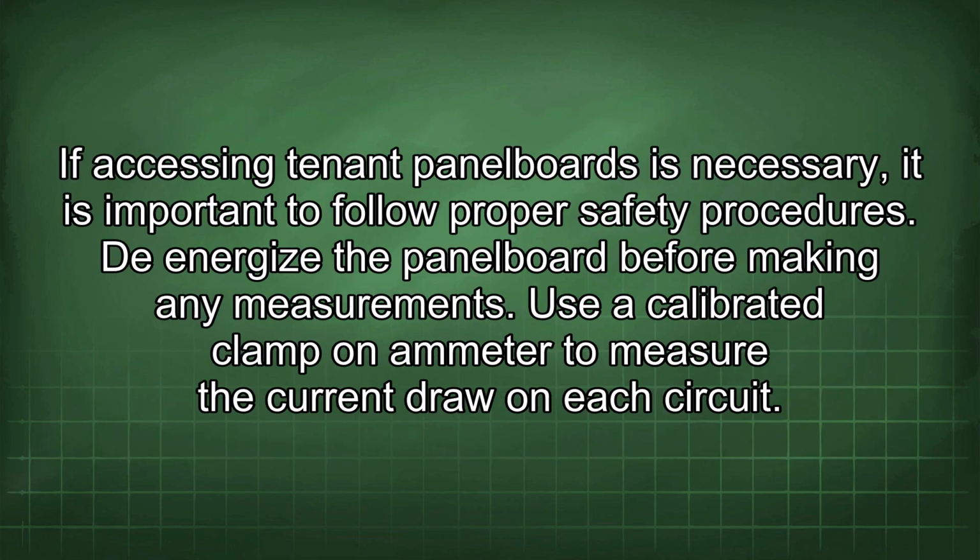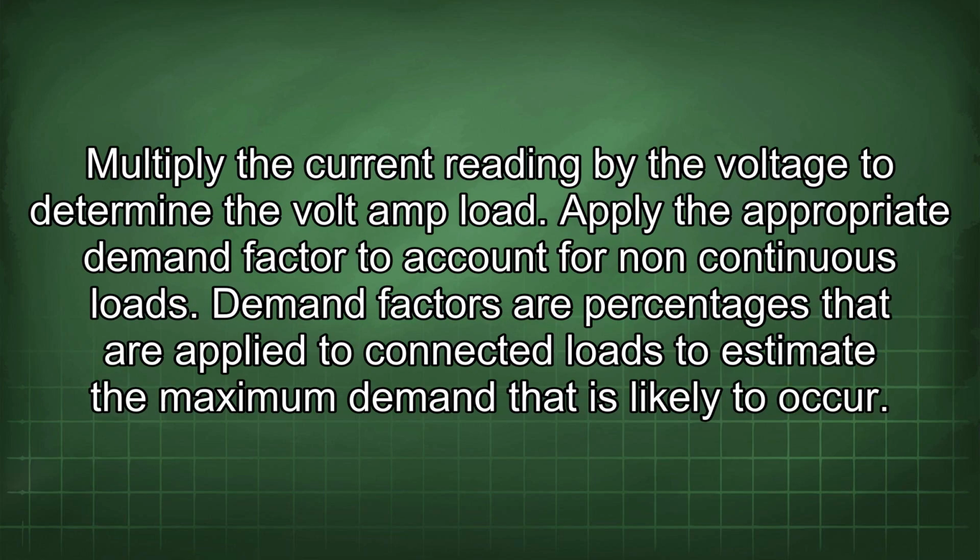If accessing tenant panel boards is necessary, it is important to follow proper safety procedures. To energize the panel board before making any measurements, use a calibrated clamp-on ammeter to measure the current draw on each circuit. Multiply the current reading by the voltage to determine the volt-amp load. Apply the appropriate demand factor to account for non-continuous loads.